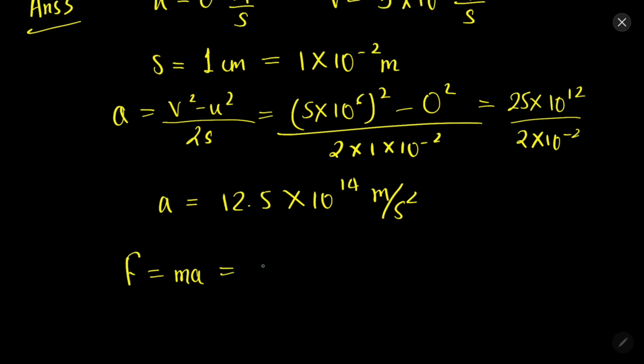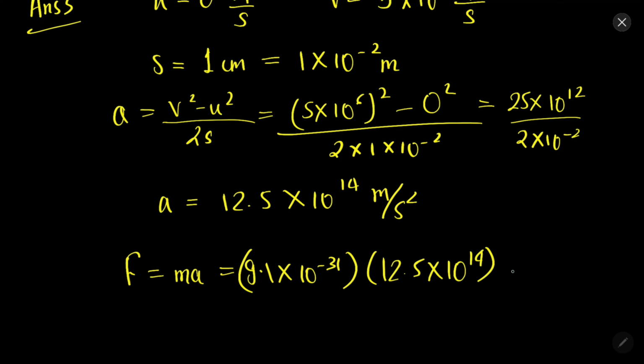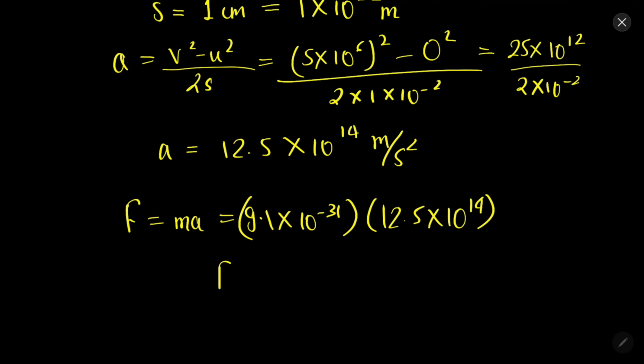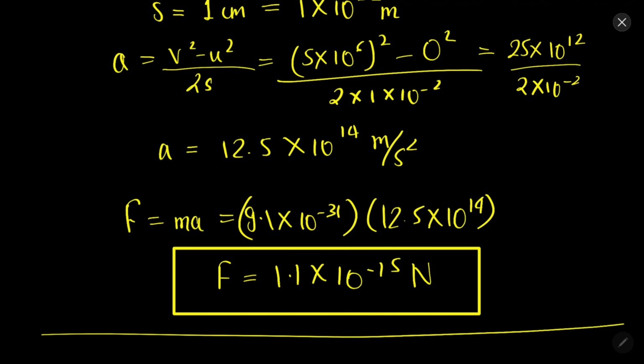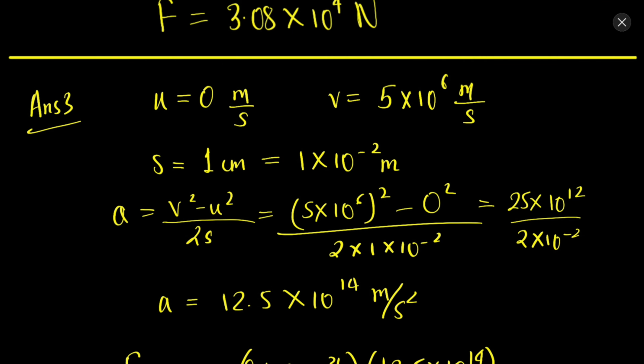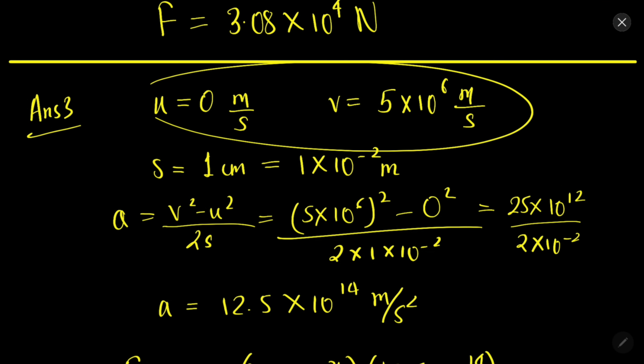F equal to ma. 9.1 into 10 to the power minus 31 is the mass. This is in kg. Acceleration is 12.5 into 10 to the power 14. So we get approximately 1.1 into 10 to the power minus 15 newtons. This is the approximate value of the force that is applied on the electron. So in this question, the force that is applied on the electron is this much, which helps the electron in gaining this much velocity.